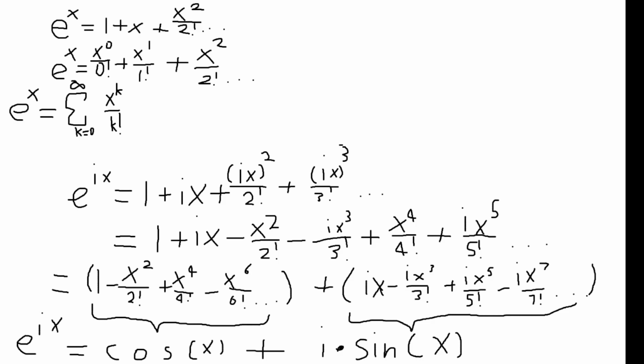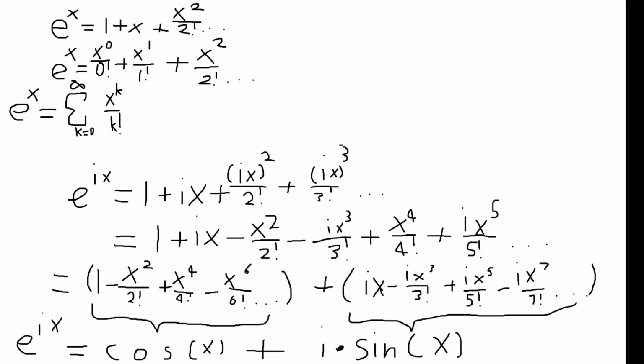So this is my proof on why e to the power of pi times i plus 1 equals 0. e to the power of x is equal to 1 plus x plus x squared divided by 2 factorial. This is because the series e to the power of x is equal to the sum of x to the power of k divided by k factorial, where k equals 0 and goes to infinity.